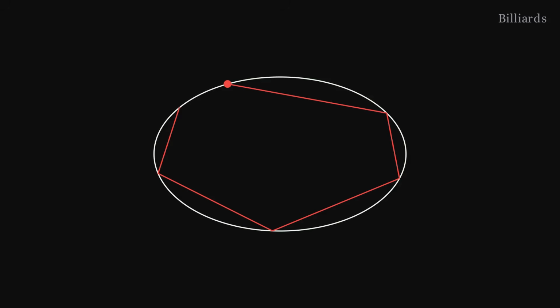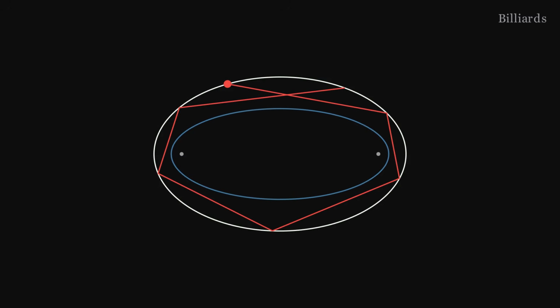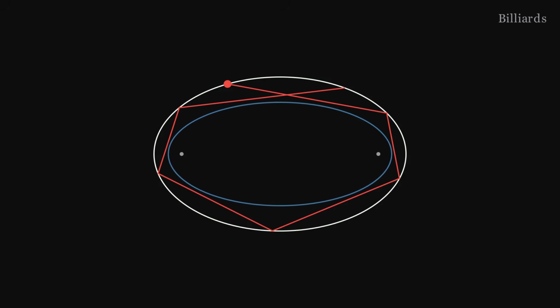If the first segment of the ball's path happens to pass on the outside of both foci of the ellipse, then every subsequent segment is tangent to a specific smaller ellipse, an ellipse sharing the same foci, a confocal ellipse. The ball doesn't know this, the ball just bounces. But the geometry of the ellipse forces every segment of the ball's entire trajectory to kiss the same inner curve.